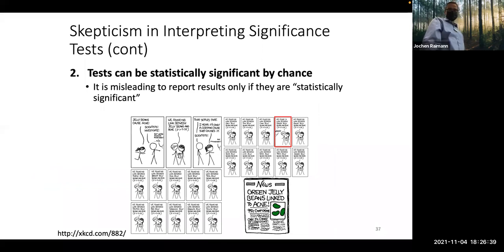Then we have tests that can be statistically significant by chance. Obviously, they can be non-significant by variability and by chance, but they also can be significant just by random chance. So green jelly beans are certainly not linked to acne. From that end, you need to keep in mind whether replication will result in the same result. That also underlines that you need to understand what you're actually analyzing, what your underlying pathophysiological pathway could be, and what the underlying hypothesis actually is.